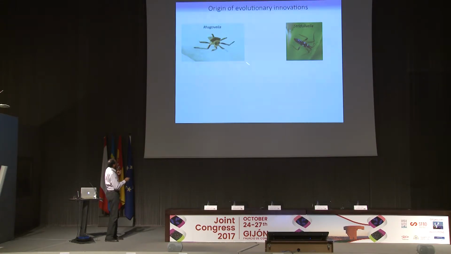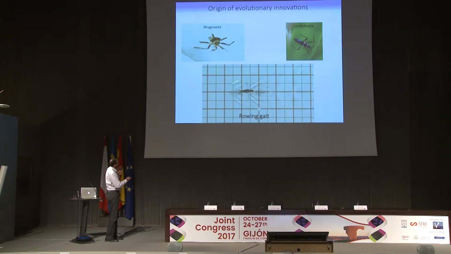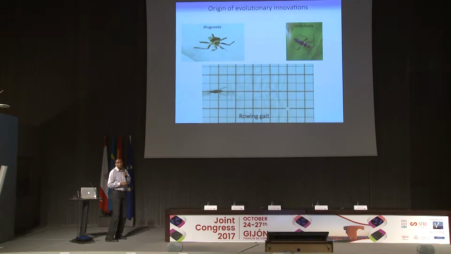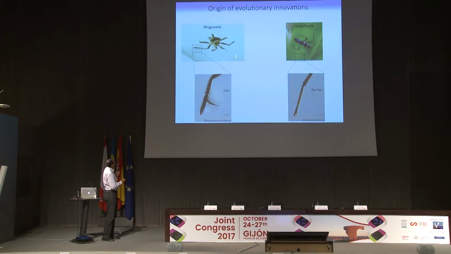If you look at these two species, Rhagovelia and Stridovelia, they are very closely related, and they both use this derived mode of locomotion through rowing. The difference between these two species is that if you look at the tip of the legs of Rhagovelia, you have this structure called a fan, whereas in Stridovelia, you don't have such a structure. This structure exists only in this genus, and it doesn't exist anywhere outside the Rhagovelia genus. And all the Rhagovelia species that we know, approximately 200 species, they all have it.